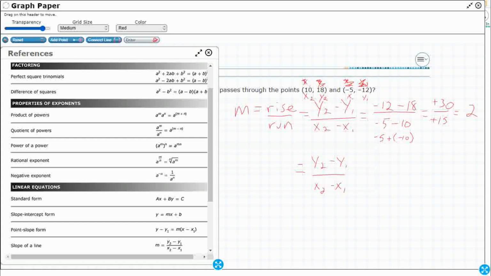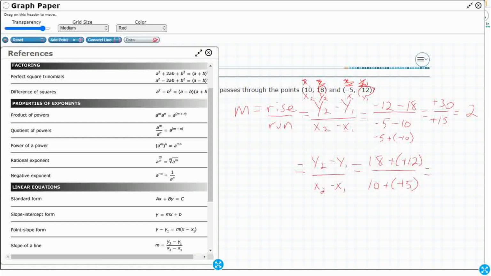Alright, so I've got my x2 and my y2 are now this first pair. So my y2 is actually 18, right? And now I'm going to subtract minus 12. So subtracting minus 12 is going to be like adding 12. Okay? And then my x2 is 10. Then I'm going to subtract negative 5. So that's like adding. And that's also like adding when you subtract a negative.